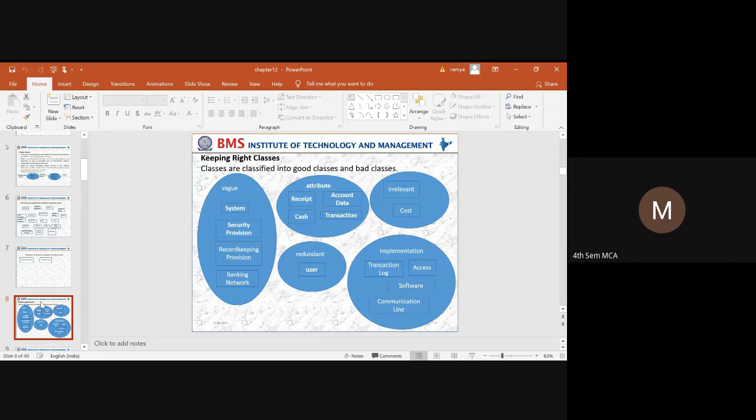Next thing is receipt, cash, amount, data, and transaction. So these are considered as attributes, right? When you make any transaction in a bank or any shop, you'll get a receipt. How do you make a transaction? The transaction is an attribute. Either you can make a payment or you can make a withdrawal. So that is the transaction. Those things will be considered as an attribute but not a class.